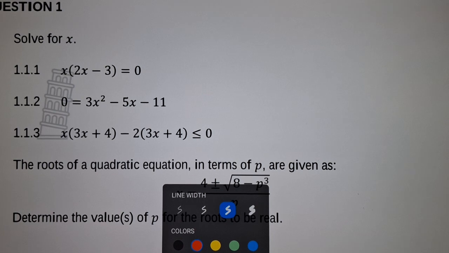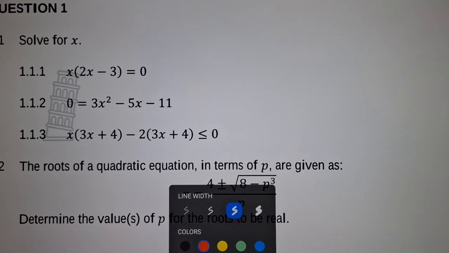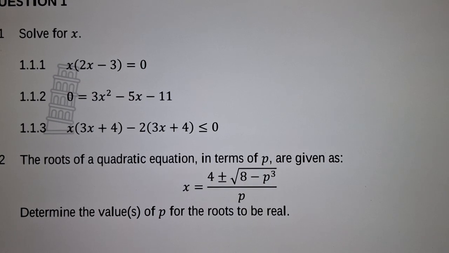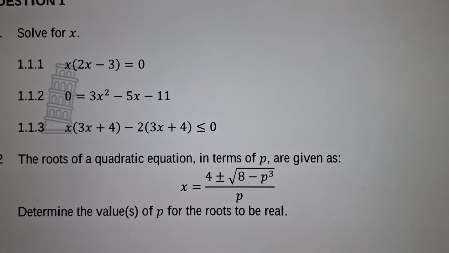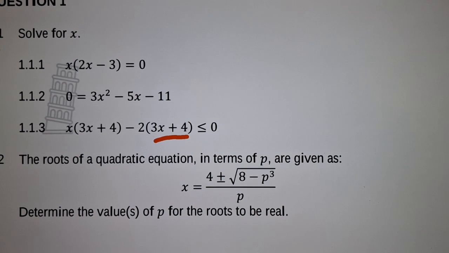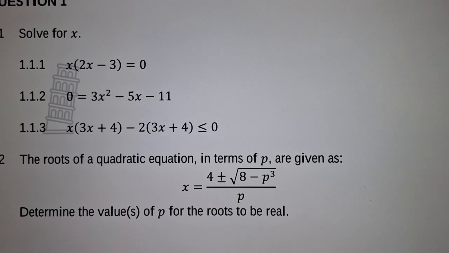So for 1.1.3, we have x times (3x plus 4), then minus 2 times (3x plus 4), less than or equal to 0. So in this inequality, what can we do? The first thing that we do is distribute into the brackets. For example, first of all, we can start with x times the two terms in the brackets, which are 3x and 4.